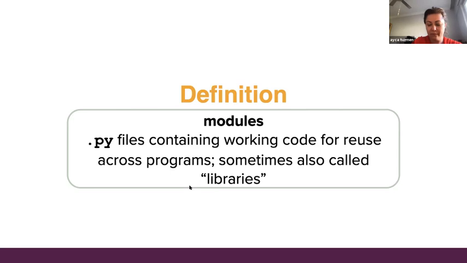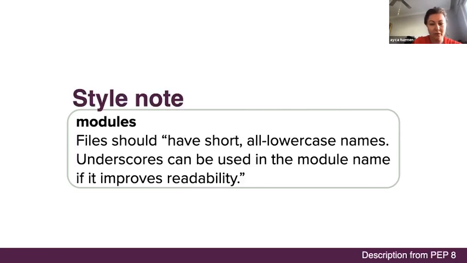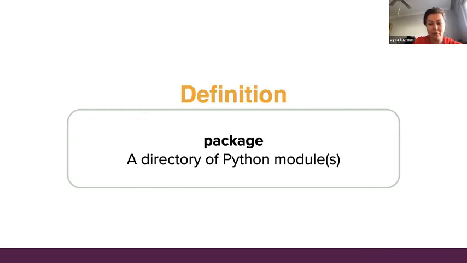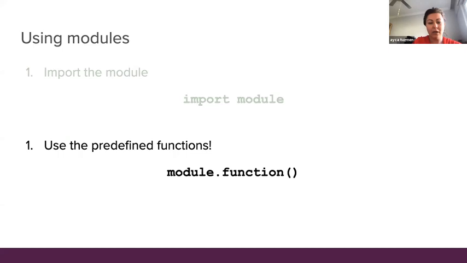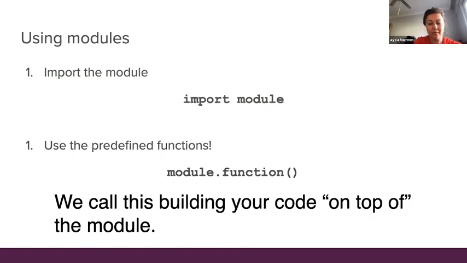In terms of style, modules have short, all lowercase names, and they use underscores if needed. Sometimes they are in a package directory of Python modules. If they are bundled together, they are in a package. We use them with import module, and then if we need to use a function, we refer to the module name followed by the function name. On top of these libraries, we build our own code.